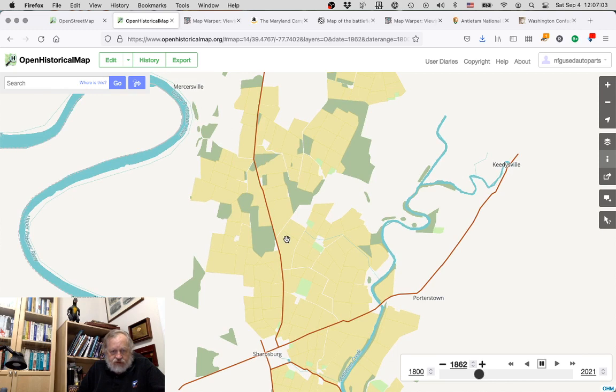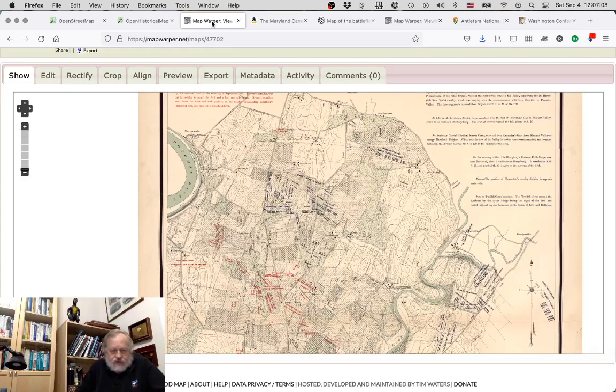So how did I get this far? Well, this map in MapWarper is one of the Cope maps, Cope. It's named after a lieutenant colonel, I believe, from the Department of the Army, who was charged with making a series of maps of the battlefield in the first decade of the 1900s. He did so under the supervision of Ezra Carver, and I'll explain a little bit about Carver in a moment.